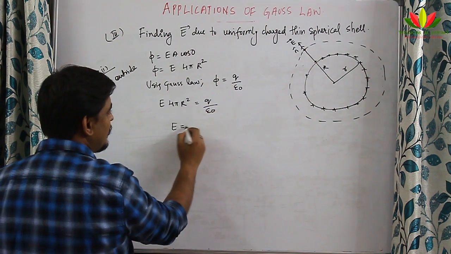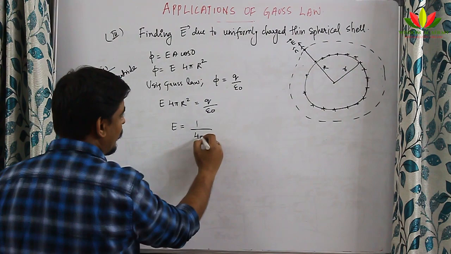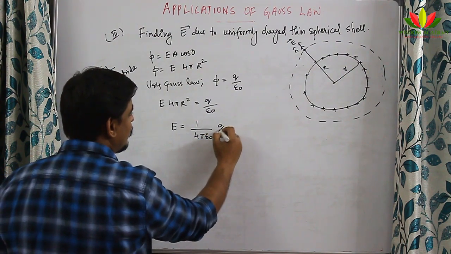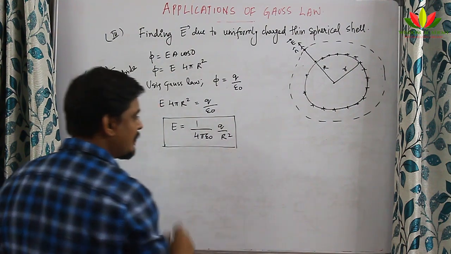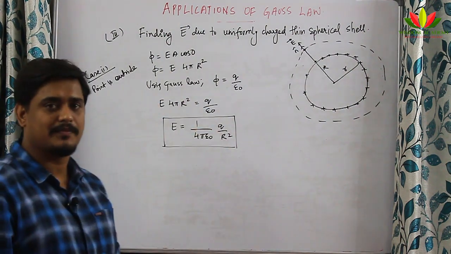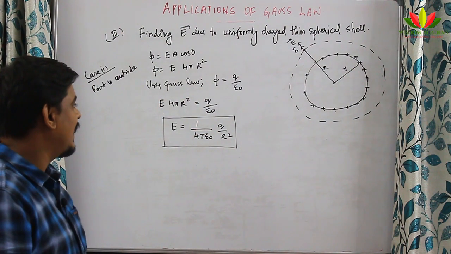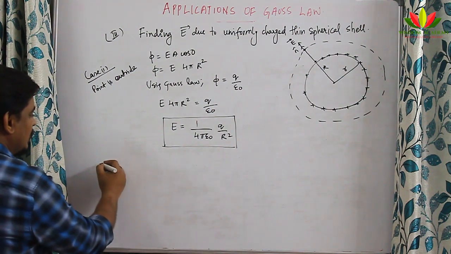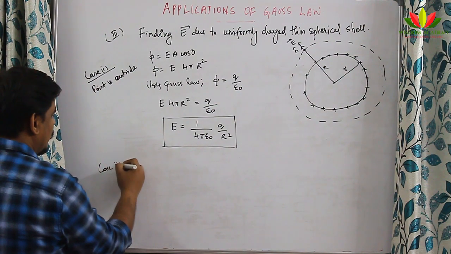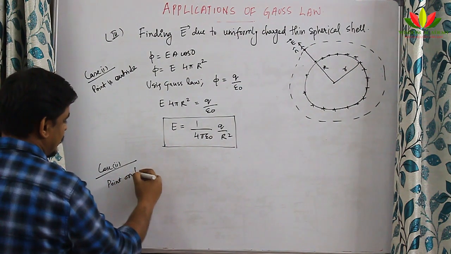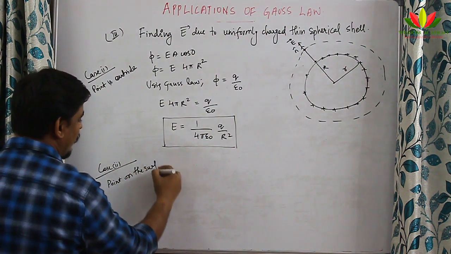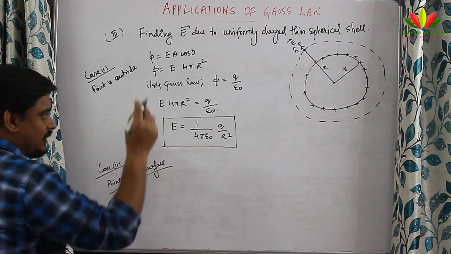So E comes to be, if I rearrange, 1 by 4 pi epsilon naught Q by R square. Now can you recall the formula of electric field? It is the same, right? K into Q by R square. Now I will try to find the electric field for case 2, and case 2 will be the point on the surface. Point is on the surface of the sphere.